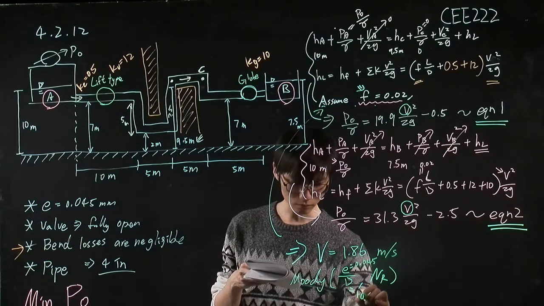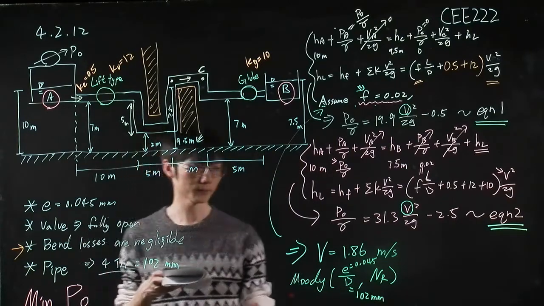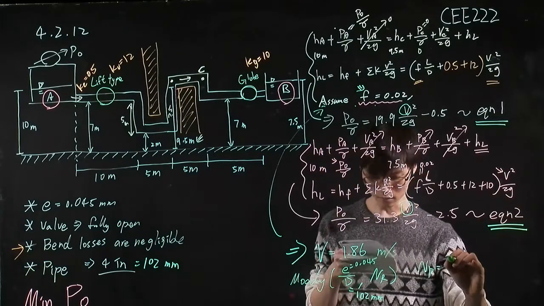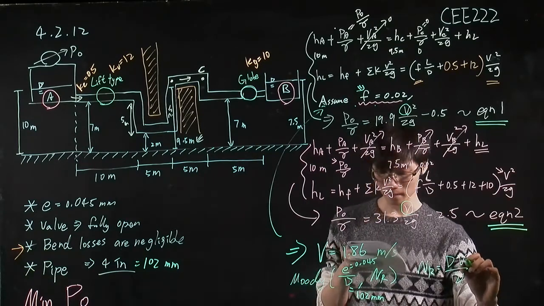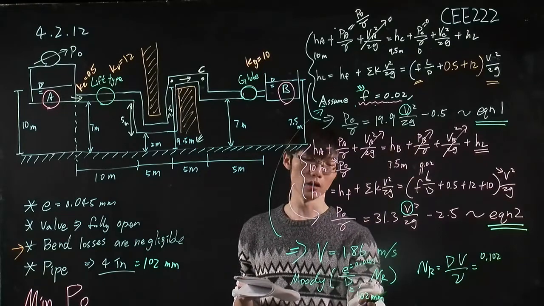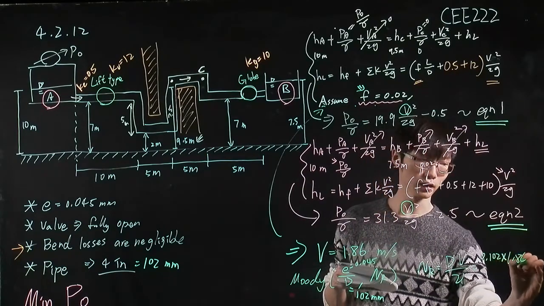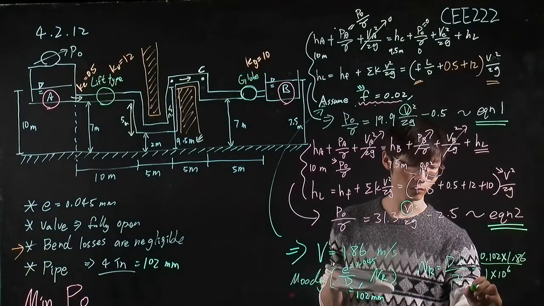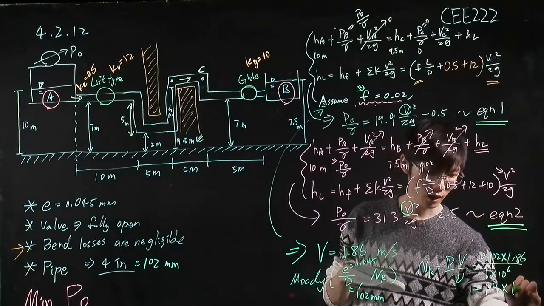Four inch is equal to 102 millimeter. Okay, so now you have this term, and the Reynolds number is dV divided by the dynamic viscosity, and we know that the diameter is equal to 0.102 meter times the velocity 1.86 divided by the viscosity 1 times 10 to the power 6, and we will have this Reynolds number equal to 1.9 times 10 to the power 5.